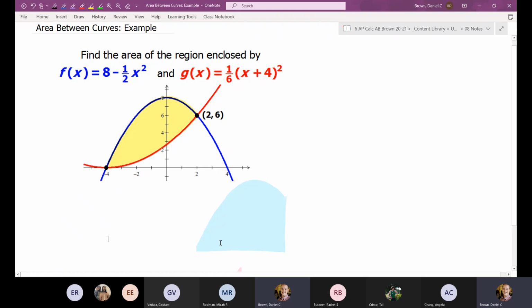What would be the total area? That would be this blue region we have. That would be the area underneath the blue graph. And again, we could find that with a definite integral.